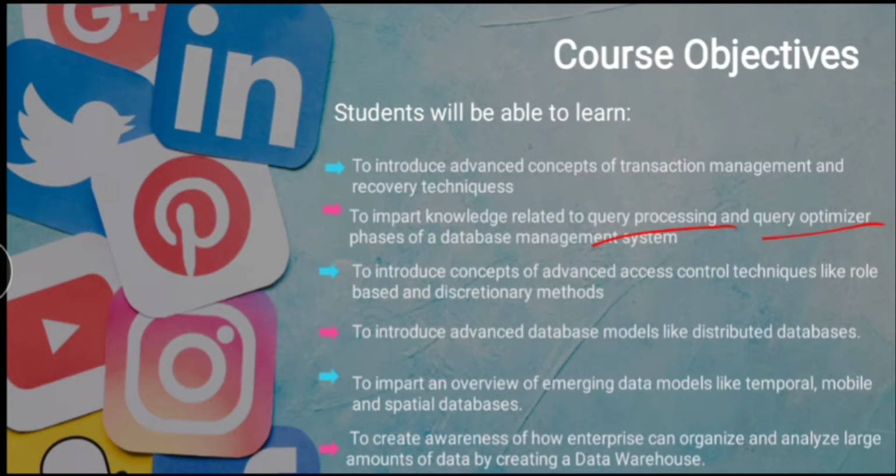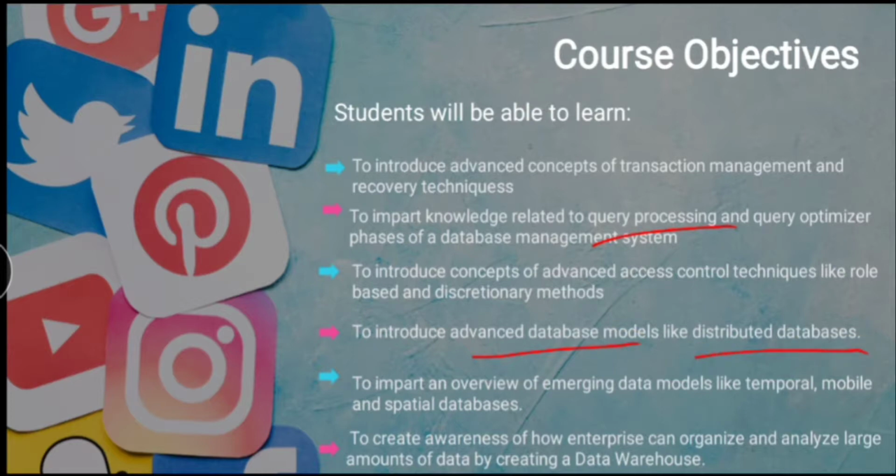Then I have course objective number 3, to introduce the concept of advanced access control. Right. Now, what do you mean by access control? This I am going to cover in the syllabus. There you will have a clear idea what you mean by access control and the discretionary methods. Then course objective number 4, to introduce the advanced database like distributed database.